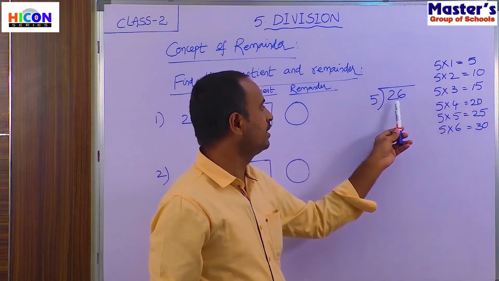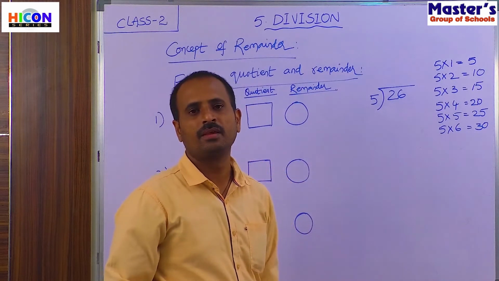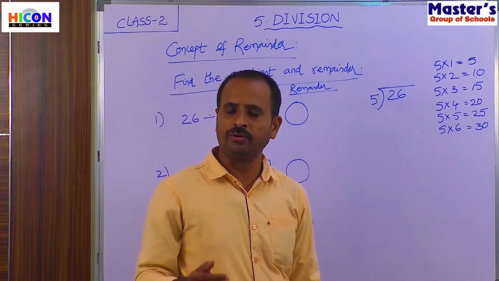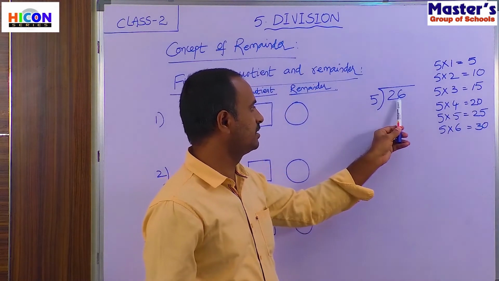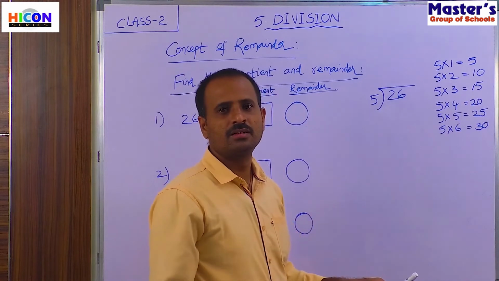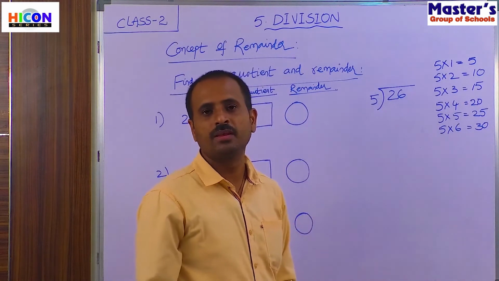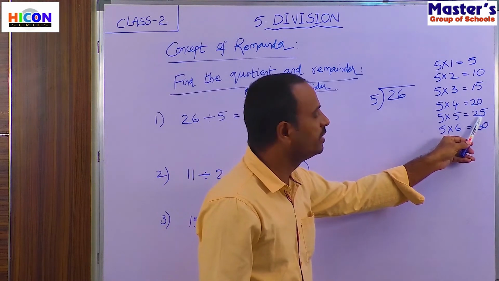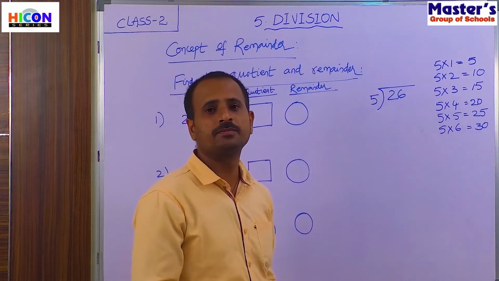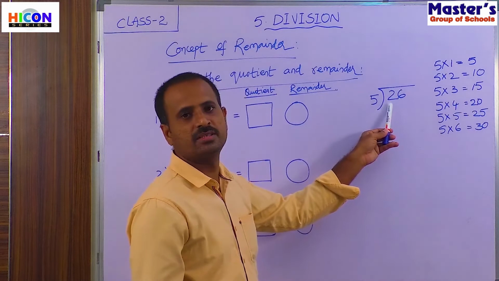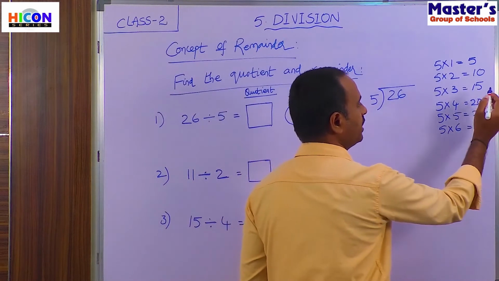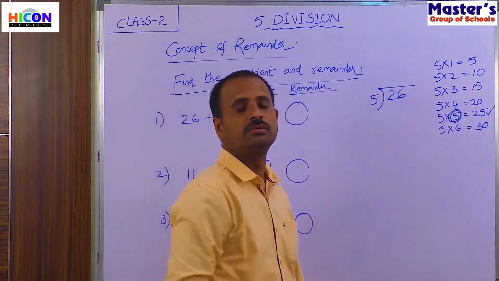So in this way, we did not get the number 26 in the 5th table. If we did not get the number 26 in the 5th table, then what we have to do is take the number which is just less than 26. What is the number just less than 26? That is the number before 26. The number before 26 is 25. So how many times do we have to take 5 to get 25? 5 times.